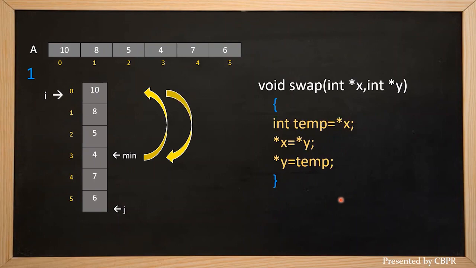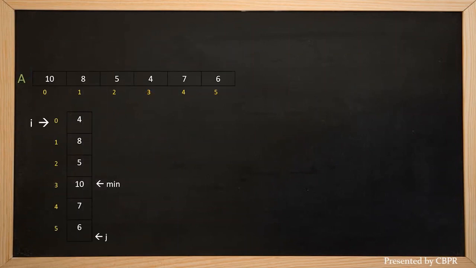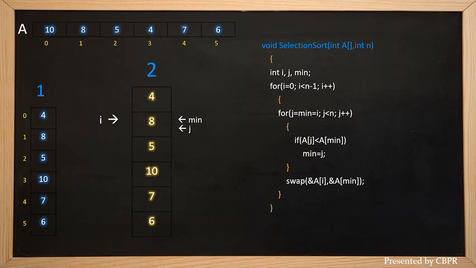Here is the code for swapping two variables. I have used the method of swapping two variables by using a temporary variable. After completion of the first stage, the first element is sorted. That is, the least element among all the remaining elements is placed in the first position.